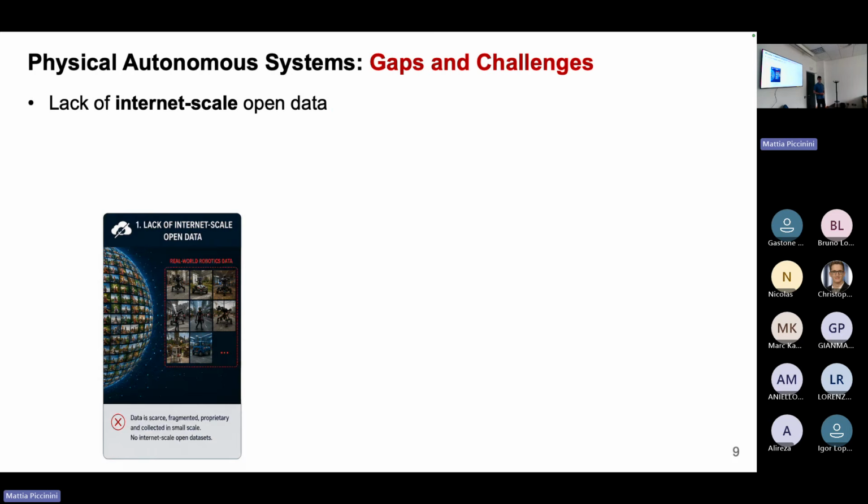And so to summarize, there are indeed some gaps and challenges to be addressed for physical autonomous systems with respect to embodied AI. And the first challenge, as we said, is data. Okay, we're lacking internet scale open data.